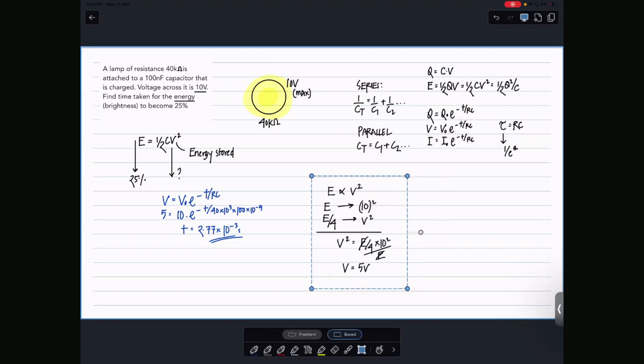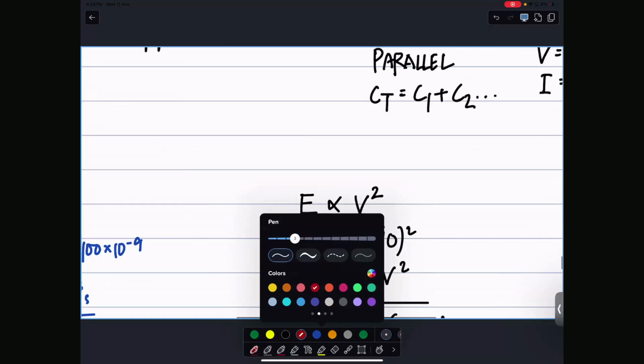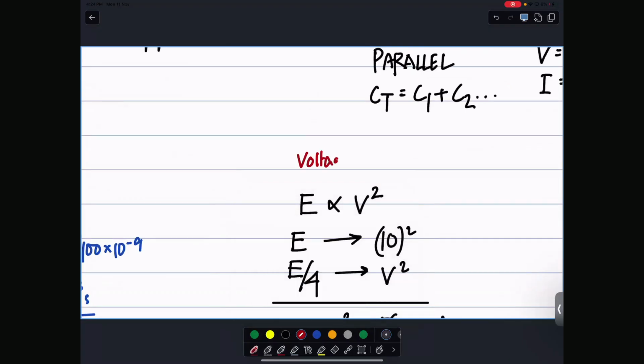So this part is the voltage. I'll write down what this means. This is the voltage when the energy is 25%.